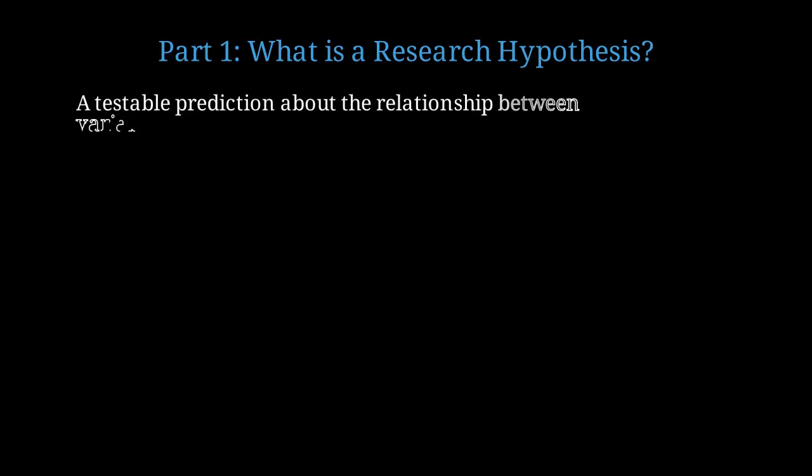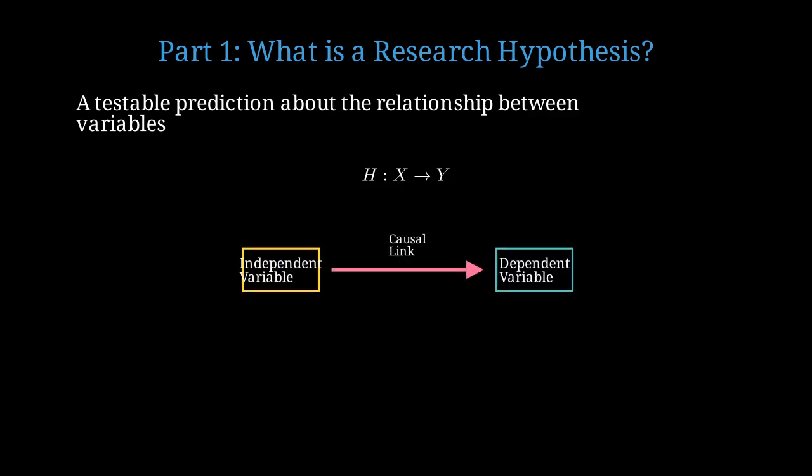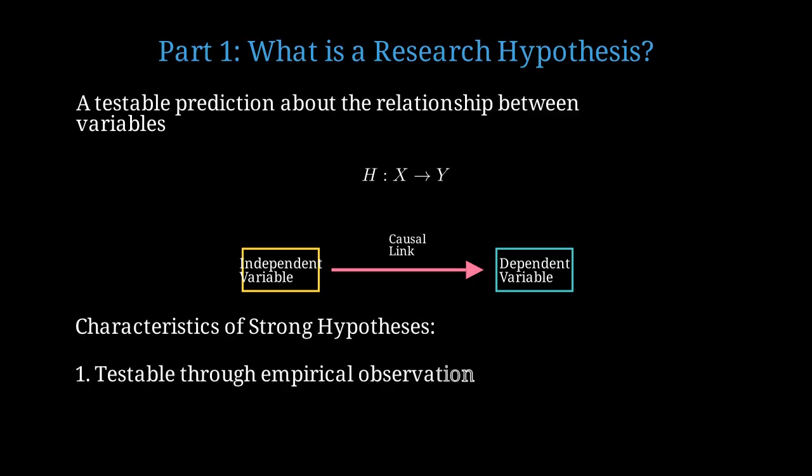A research hypothesis is a testable prediction about the relationship between two or more variables. In its simplest form, a hypothesis proposes that X leads to or affects Y. The independent variable causes or influences changes in the dependent variable through a causal mechanism. Strong hypotheses share four critical characteristics. First, they must be testable through actual measurements and observations.